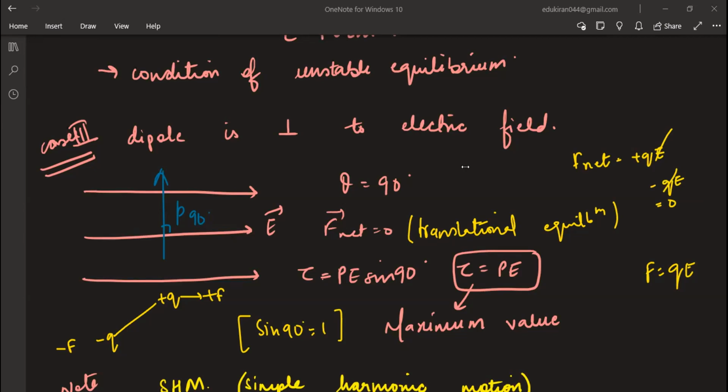Ma'am, the case 3, it's like the condition for neutral equilibrium, right? No, this is not the case of neutral equilibrium, because when we just say the term equilibrium, this word comprises two things: one is translational, the other is rotational. If a body is in equilibrium, whether neutral, stable, or unstable, that means both are zero. But in this case, only this was zero, this was non-zero. So this is not a case of complete equilibrium, so we do not move forward to whether it's stable, unstable, or neutral.